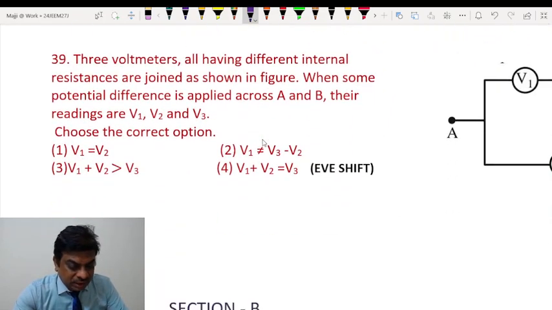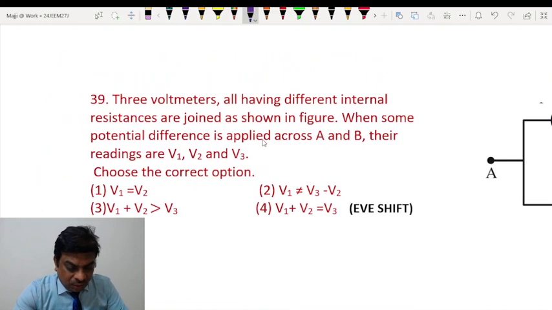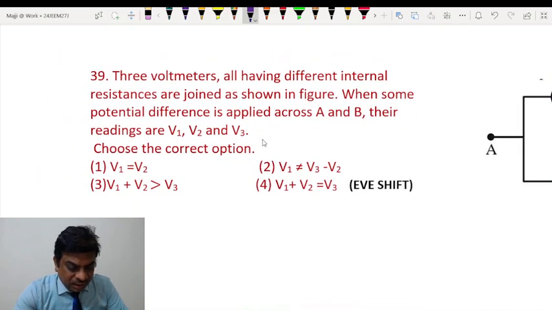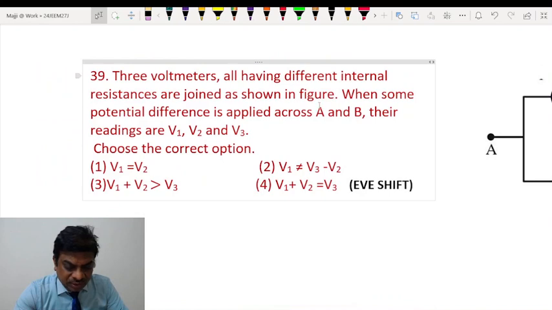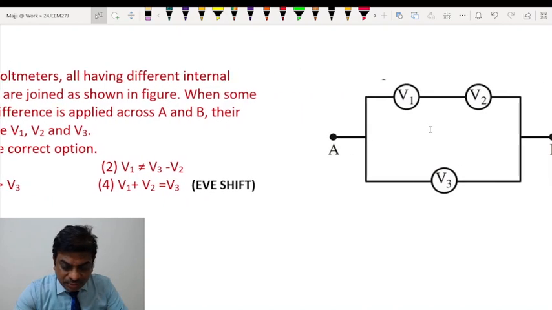Moving on to the next question. Three voltmeters, all having different internal resistances, are joined as shown in the figure. When some potential difference is applied across A and B, the readings are V1, V2 and V3. You have to choose the correct option.